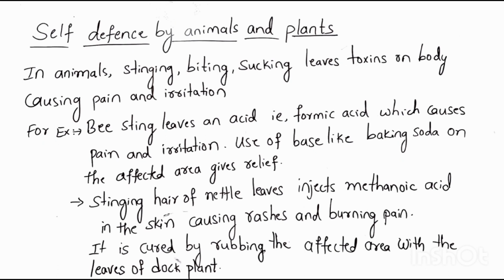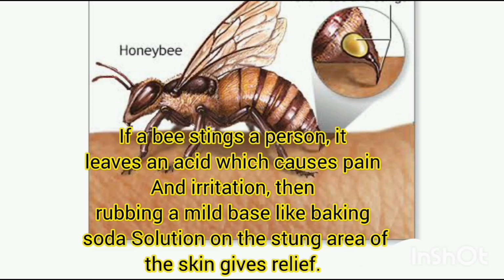There is an interesting defense mechanism seen in various plants and animals in order to protect themselves from predators. In animals and various insects, when they are attacked by predators, stinging or biting leaves toxins on the body, which cause pain and irritation. For example, a bee sting leaves an acid called formic acid, which causes pain and irritation. In order to get relief, we can rub the affected area with baking soda.